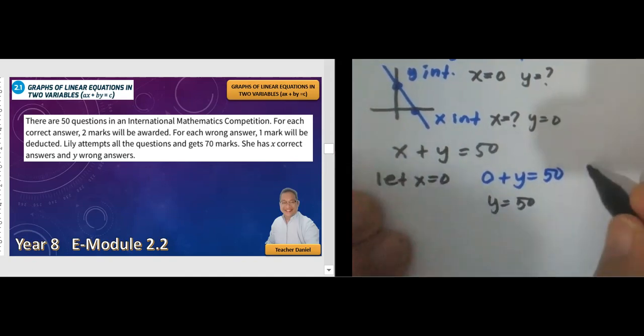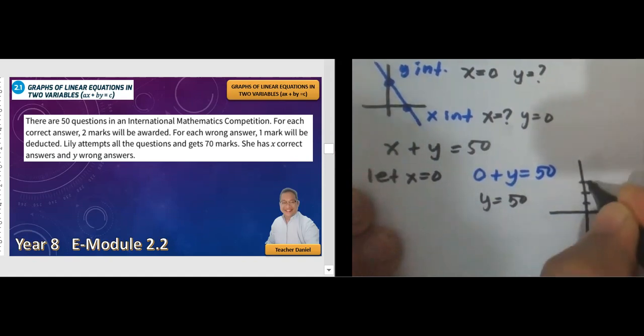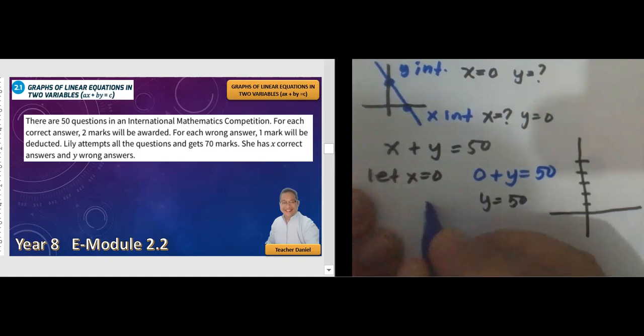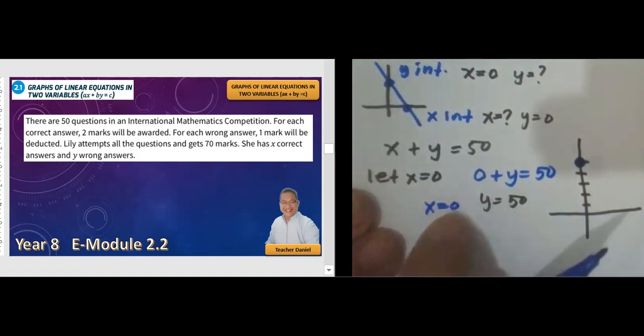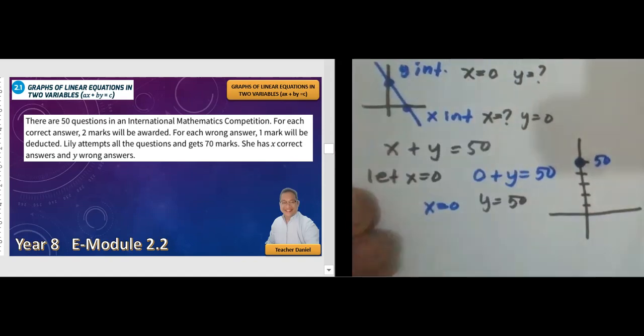What does it mean? It means that if this is your x and the y-axis, and let's say each interval here is 10, 10, 20, 30, 40, 50. That's the 50 there. So the point 0, 50: if x is 0, y is 50, that is this one. So this y-intercept is actually that, the 50 there.